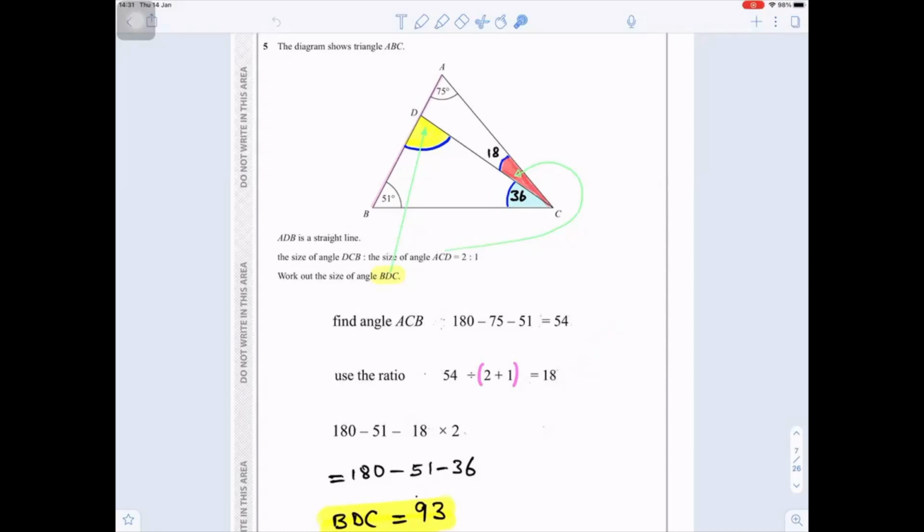So it's 18 per part. Now it is 18 times 2, which gives you 36, because it is 2:1. 18 times 2 gives you 36. So the angle is 180 minus 51 minus 36, which gives you 93. So 180 minus 51 minus 36 gives you that angle there, 93.